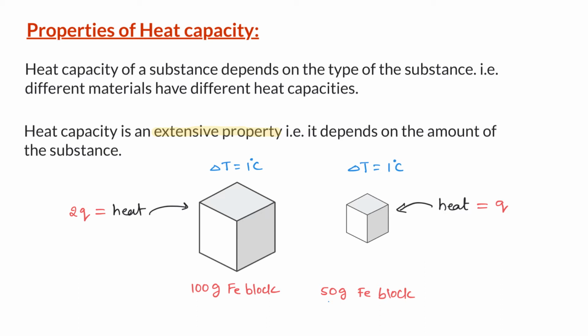Therefore, whenever we are defining the heat capacity, both the type of substance and the amount of substance must be specified. For example, the heat capacity of an iron block is 45 joules per 100 grams of iron block. What it means is, if we have a 100-gram block of iron, to increase its temperature by 1 degree Celsius, we need to add 45 joules of heat energy.